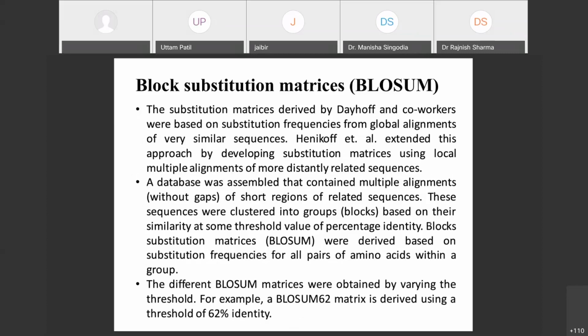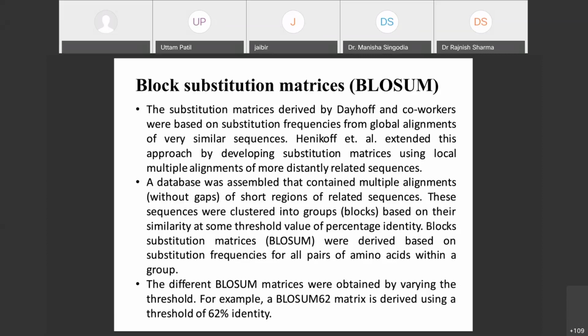Now comes the other one, which is one of the most important substitution matrices, called the block substitution matrix. This was again derived by Dayhoff and co-workers based on substitution frequencies from global alignments of very similar sequences. This is important. Global alignment from very similar sequences, and this work was extended by developing substitution matrices using local multiple alignments of more distant sequences, so creation of blocks. That's why it is called the block substitution matrix.